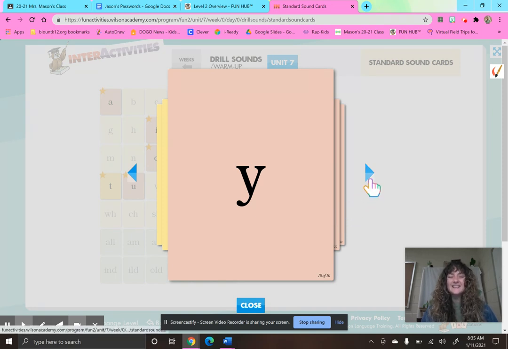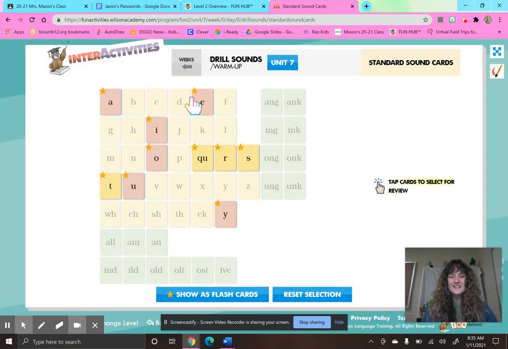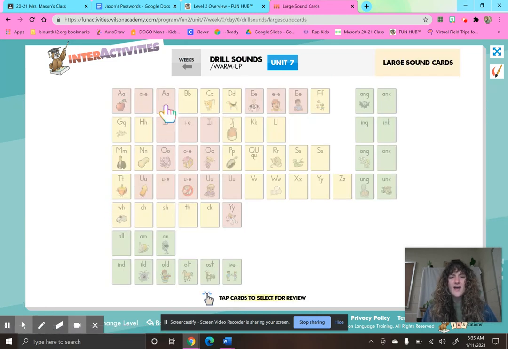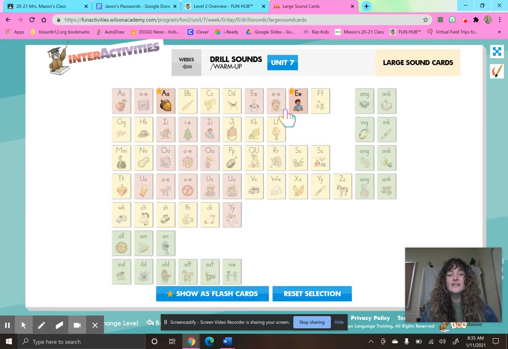All right, and let's do some consonants. Q, U, queen, qu. R, rat, r. S, snake, s. T, top, t. Great job. And let's do some of our long vowel sounds that we hear in open syllables.